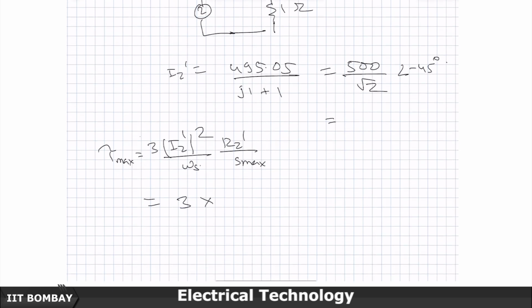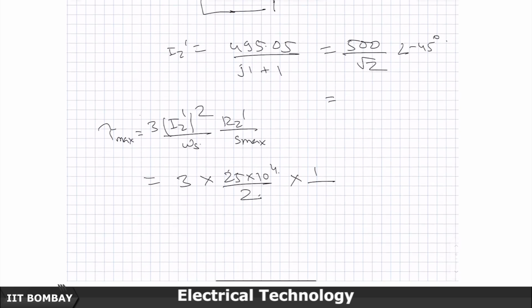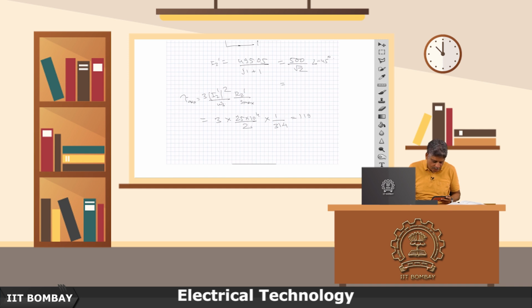So, this is 3 I2 dash square, which will be 25 into 10 to the power 4 divided by 2. R2 dash by S max is 1 and omega s is 314. So, let us calculate this. This comes out to 1194.26 Newton meter.